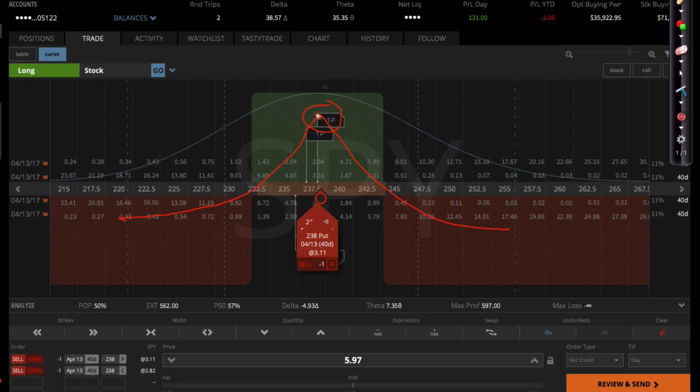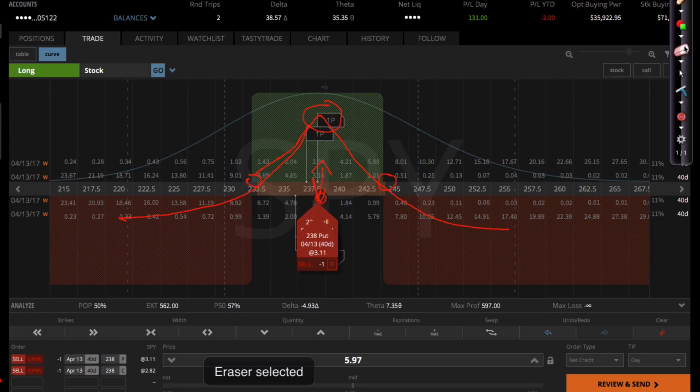You're going to make the most amount of money if the stock stays right at the strike prices of the options, and you're going to lose money as it goes away. And then eventually, when you get to this point, which is your break even, this is where the credit you've collected is not enough to counteract the stock price movement. You start losing money. So let's compare that to the strangle.